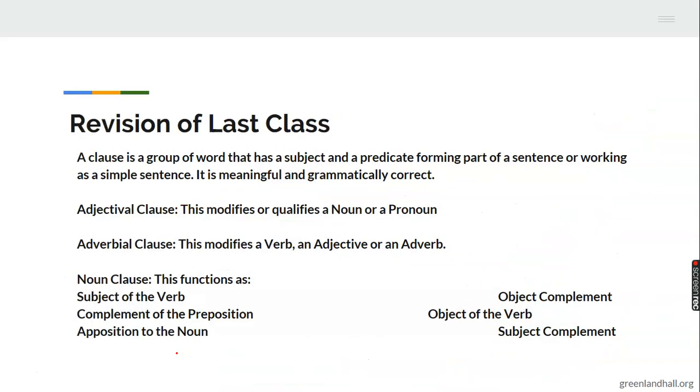Yes, last time we spoke on clauses and the types. I told you a clause is meaningful and grammatically correct. And I told you we have two types of clause.